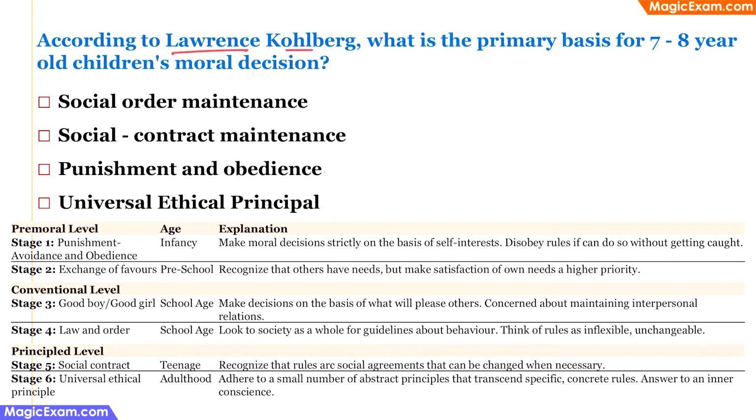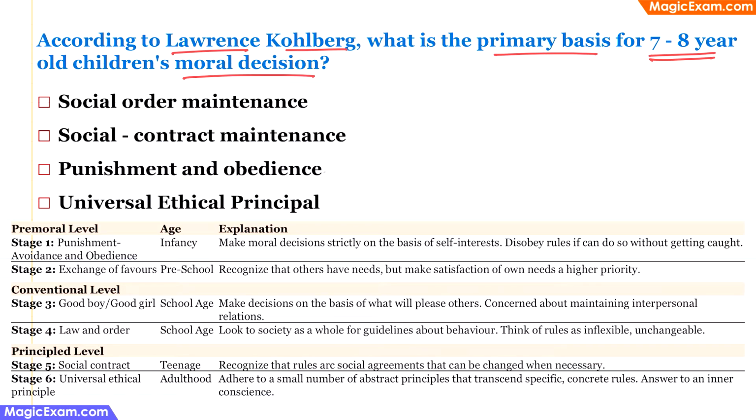According to Lawrence Kohlberg, what is the primary basis for a 7 or 8-year-old children's moral decision? That is, if a 7 or 8-year-old has to take a decision which involves a right or wrong. For example, a child goes to a garden and sees there is a tree with fruits on it. Now the child knows that the tree does not belong to him, right? And how does the child decide whether or not to take the fruits from the tree and eat it?